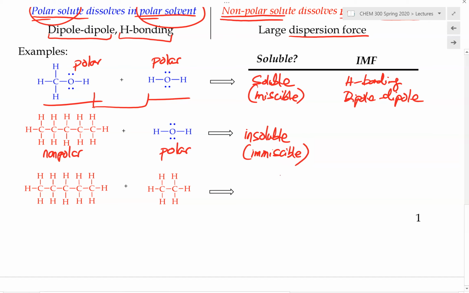And the IMF that exists between these two molecules will then be the dispersion force. So again, dispersion force exists in all substances. But in this case, between a polar and a non-polar substance, the dispersion force between them will be pretty weak. And therefore, they're not able to bind together as well, and thus not soluble in each other.